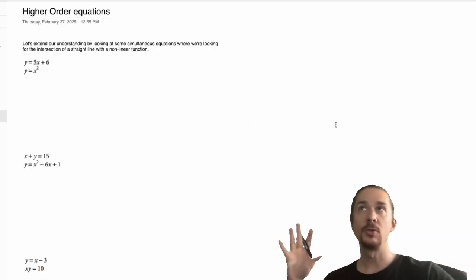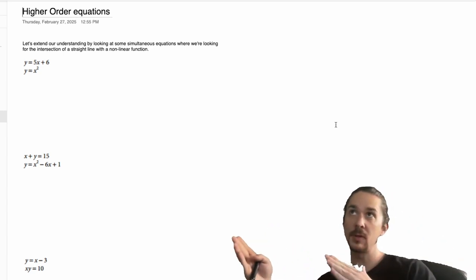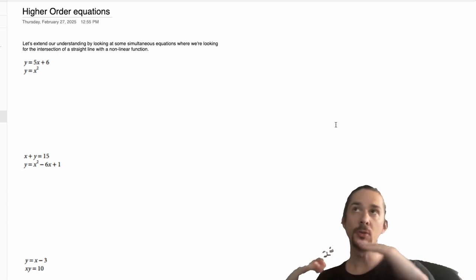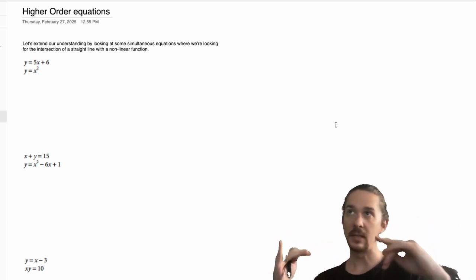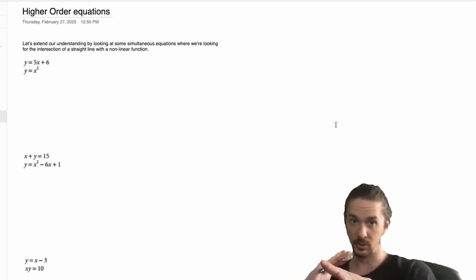Okay, I want to jump into some higher order equations, which means that I'm going to have a straight line, a linear function, and I'm going to have a nonlinear function, something squiggly or curvy. I'm not going to do anything super fancy here. I'm going to stick to parabolas, hyperbolae, and circles slash semicircles, which you will see some of.